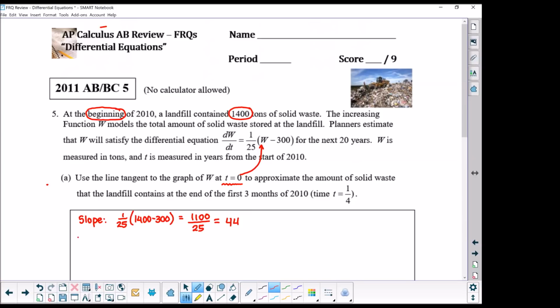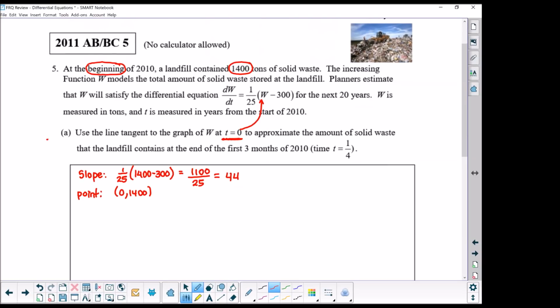All right, we also need a point. Well, I think we've pretty much established that the ordered pair is 0, 1,400. Remember, we're trying to find the tangent line at that particular moment. Now, I know I wrote this in red, which might be a little deceiving. So I want to show you in blue, what is it that we really want from this problem? Well, we want the student to make sure they establish the fact that dW/dt at time equals 0. Now, you don't have to show that notation, so don't worry about that. But we want somehow some indication that that's the 1/25th times 1,400 minus 300, or equivalently 44.